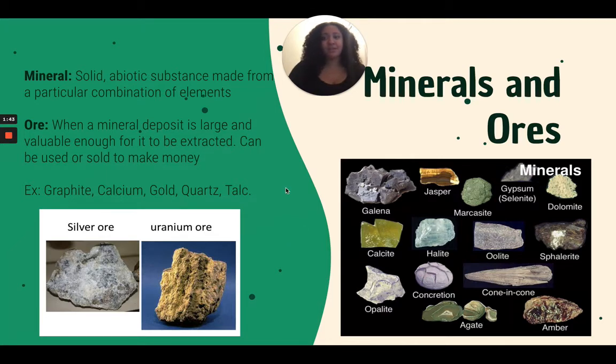Okay, so just to recap, a mineral is a solid abiotic substance made from a combination of elements. So the different minerals depend on the different combination of elements. And an ore is when it's large and valuable enough to be extracted.